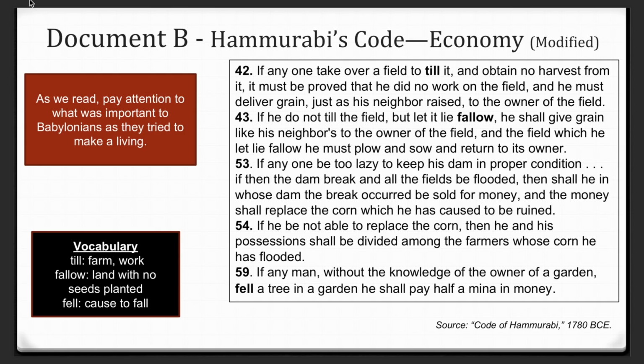he has flooded. 59. If any man without the knowledge of the owner of a garden fell a tree in a garden, he shall pay half a mina in money. Now, I don't know for sure, but we're going to assume that mina is their currency. So how we would say $10, $50, whatever that might be, a mina is something like dollars or coin, things like that.